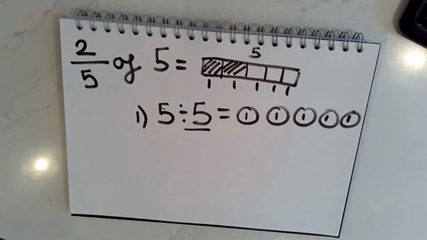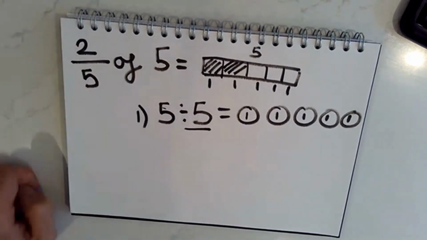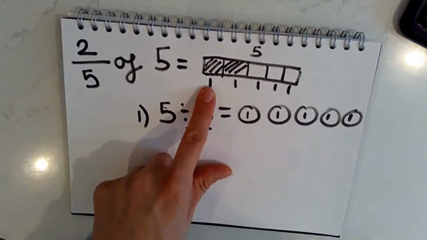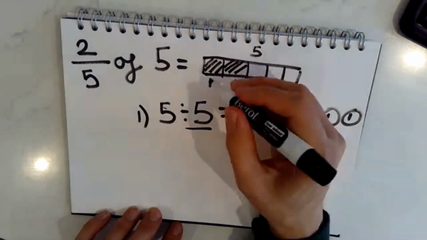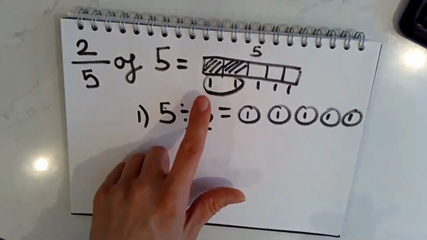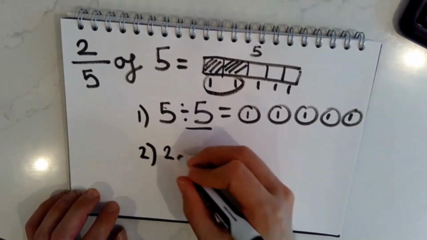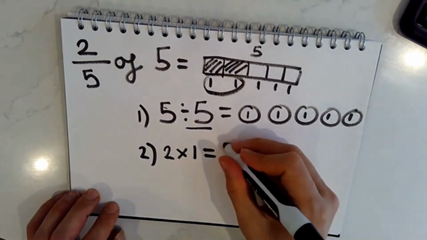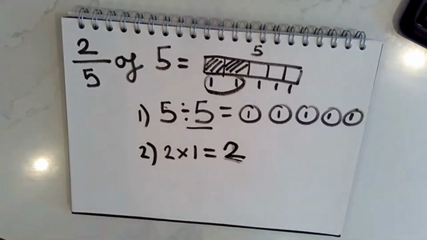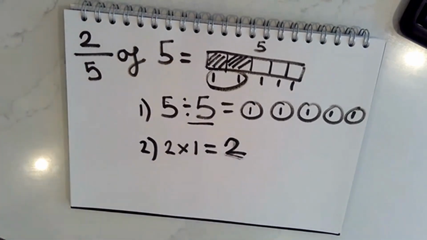But I don't want to know what 1/5 of 5 is. I want to know what 2/5 of 5 is equal to. Well, I know 1/5 of 5 is 1. I need to know what 2/5 is, so I'm going to have to do 2 times 1, because I have 2 lots of 1/5. 2 times 1, we all know, is equal to 2. Therefore, 2/5 of 5 is equal to 2.